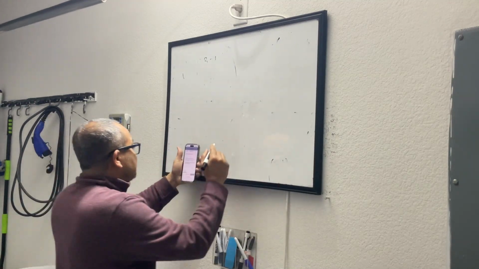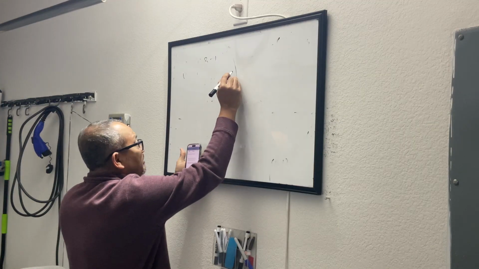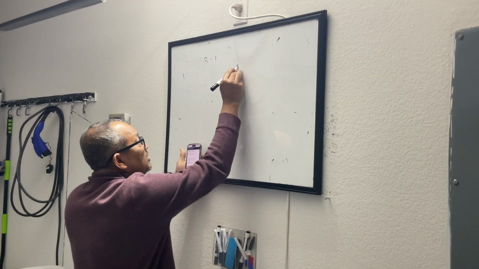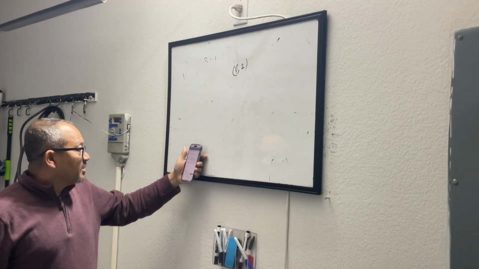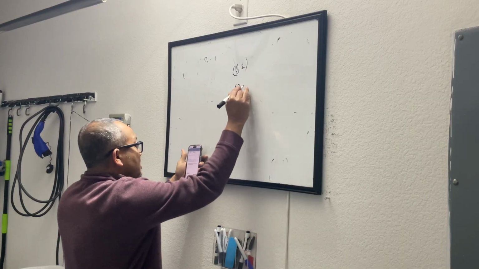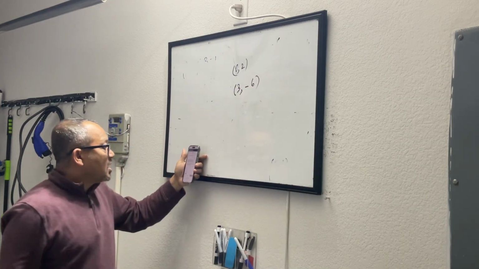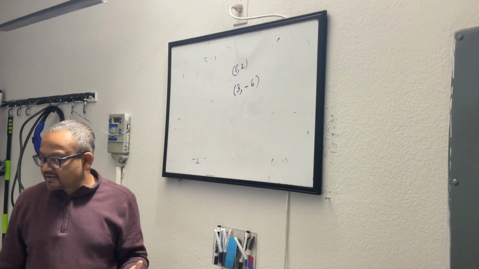We have a question which says the graph of a sinusoidal function intersects its midline at (0, 2). This is where it intersects the midline at (0, 2), and then has a minimum point at (3, -6). What is the formula for the function where x is entered in radians?